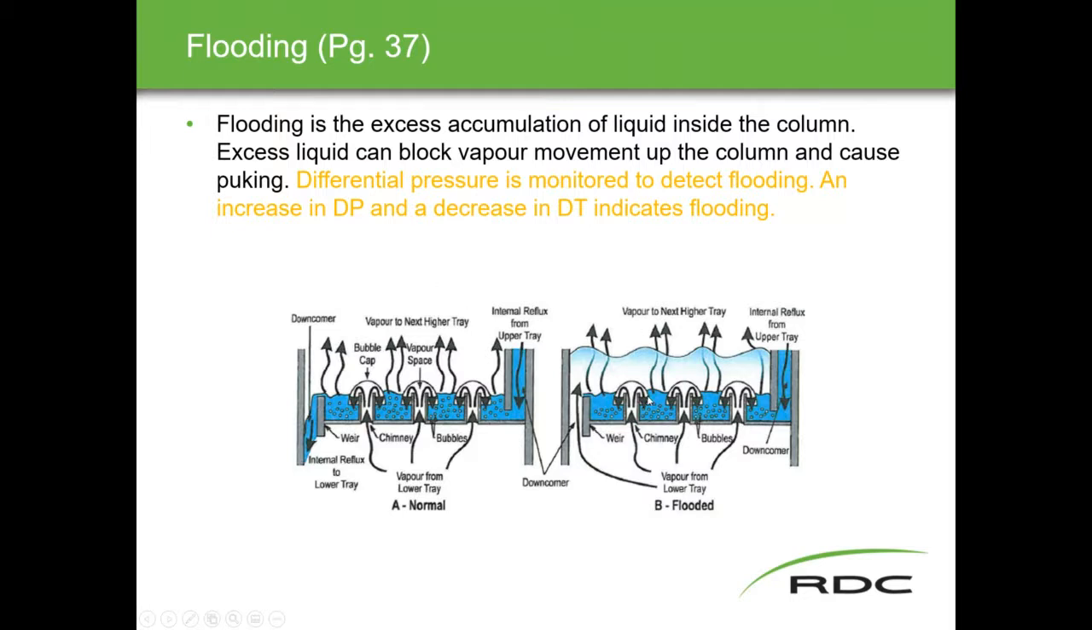How we detect this, we can measure the differential pressure in order to detect flooding. An increase in differential pressure between the trays and a decrease in the temperature between the trays will indicate flooding, right? If I can't get my gases up through here, there's going to be a higher pressure here than there is on the tray above it, because it's not getting any vapor anymore. So we can use that as a measure or an indicator to tell us that we have flooding.